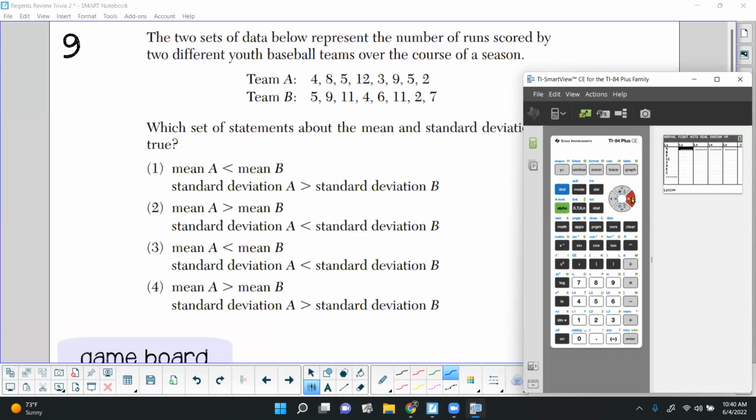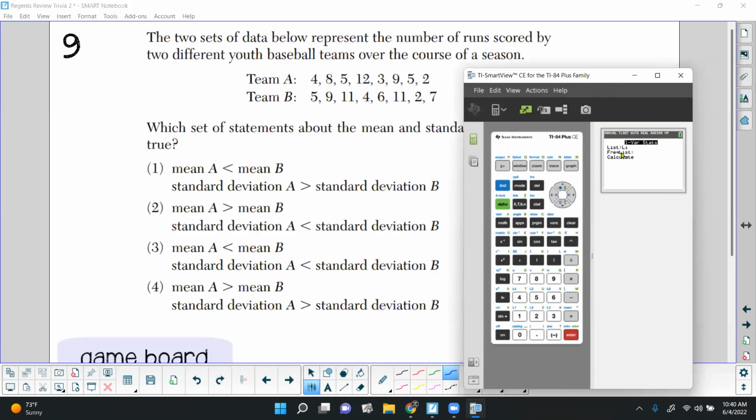And I'm going to put team B in list 2: 5, 9, 11, 4, 6, 11, 2, and 7. All right. So when I press stat and I go over to calc, I'm going to choose one variable statistics and I have to tell it where my list is. This right here says L1. That's team A. So if I keep that as L1, I can find the mean.